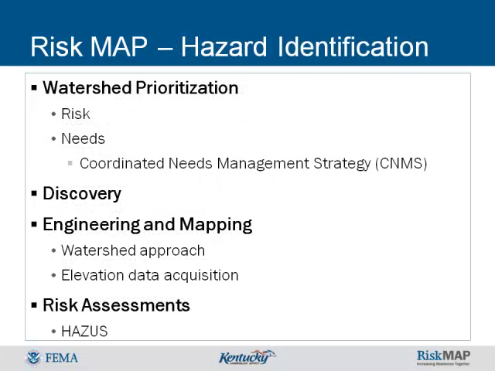A great deal of research and data collection goes into RiskMAP projects. The watersheds are prioritized based on risk and needs. Watersheds with greater population, flood losses, vulnerability, etc. can constitute greater risks. Needs are determined using the Coordinated Needs Management Strategy, or CNMS. CNMS is a comprehensive approach used by FEMA that includes modern geospatial technologies, current FEMA policies, requirements, and procedures to coordinate the management of mapping needs.